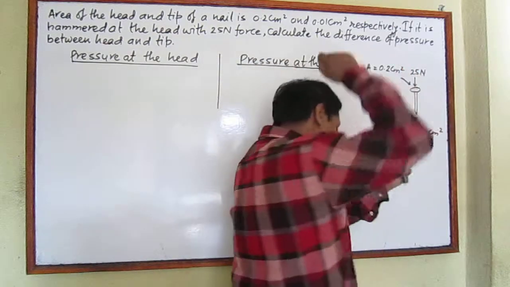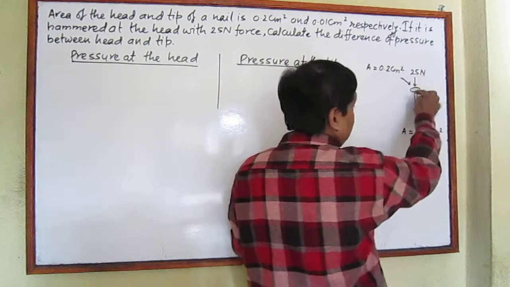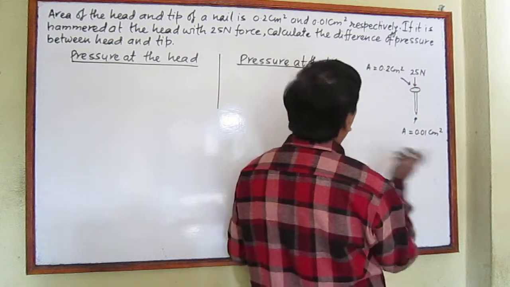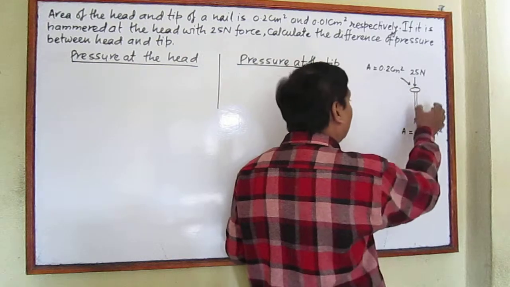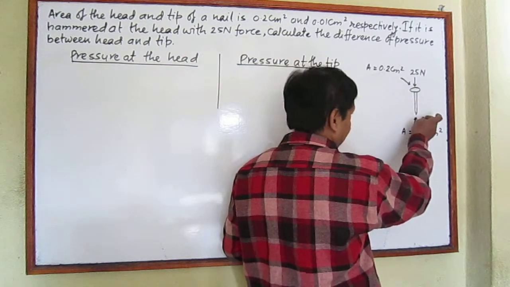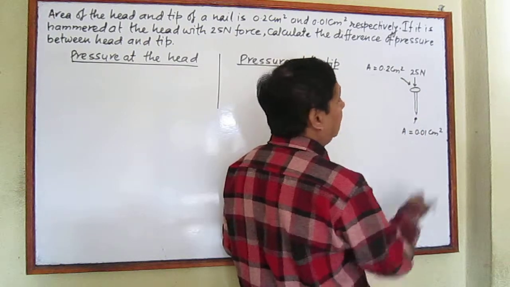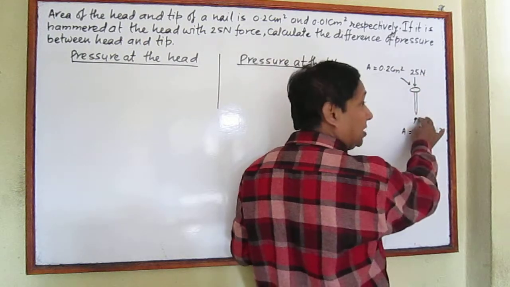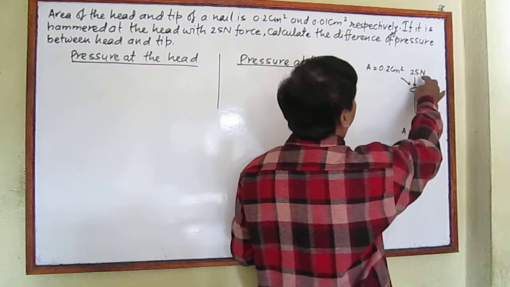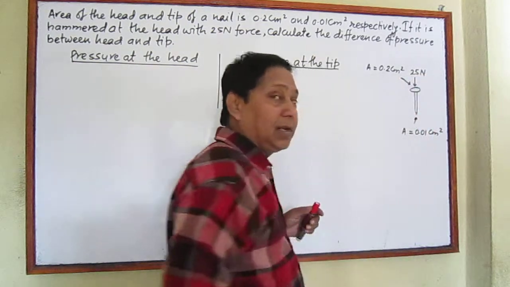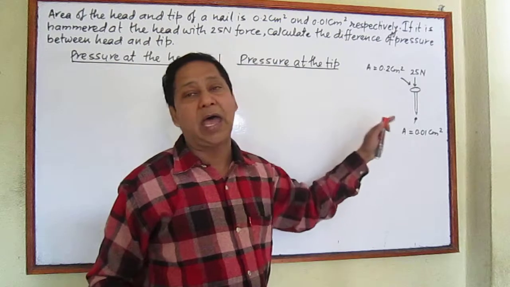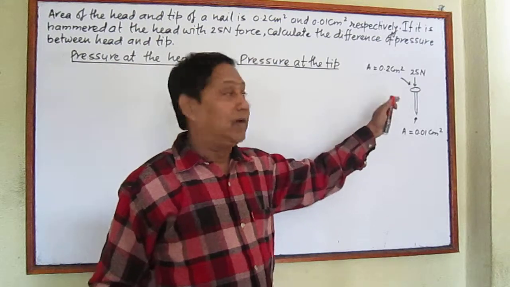If we are going to hammer it with 25 Newton force this way, then how much will be the pressure at the head and how much will be the pressure at the tip? And what is the difference of pressure? We are going to calculate this. Because same force reaches to the tip also, and with the help of this information I am going to solve this problem and I am going to find out the variation of pressure.